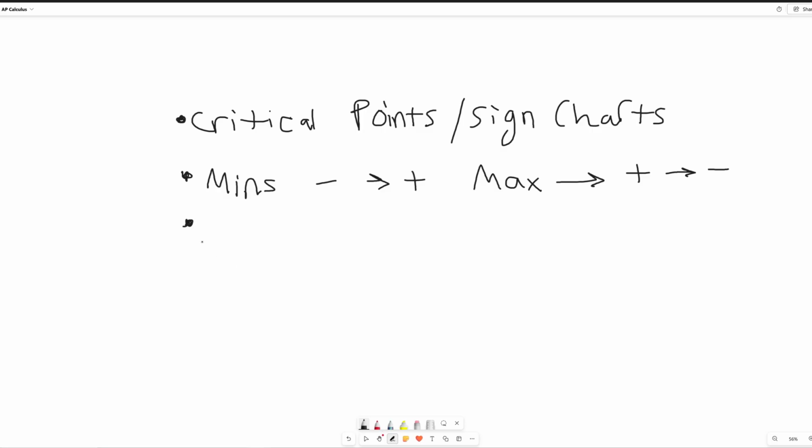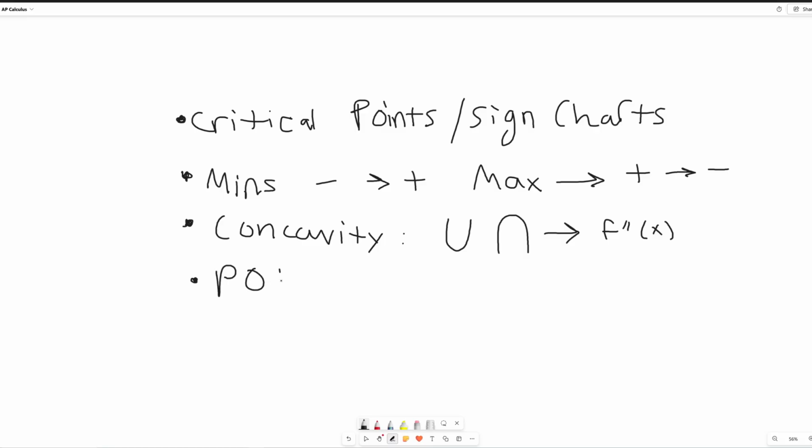Concavity is the shape of the graph, whether it's like an up U or an upside down U. And this is determined by f double prime of x. Remember, points of inflection only exist at a sign change.